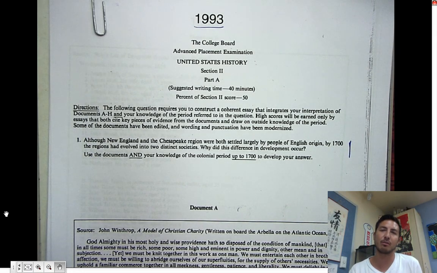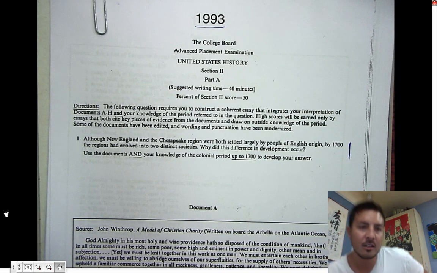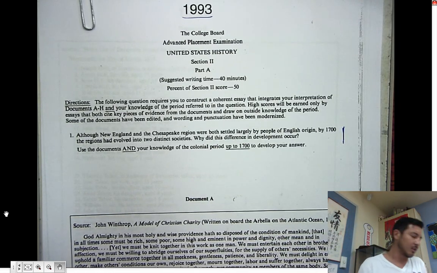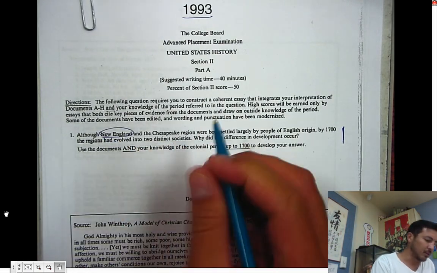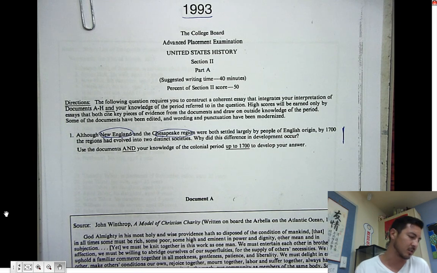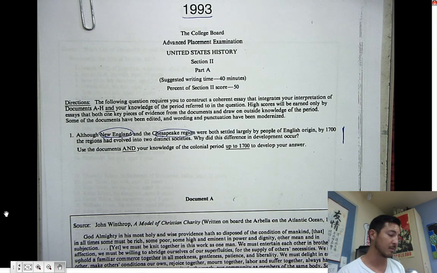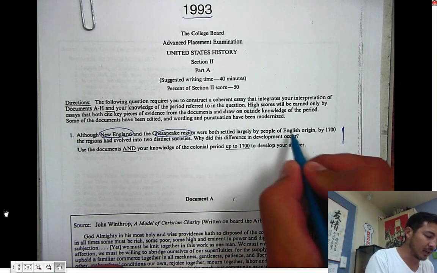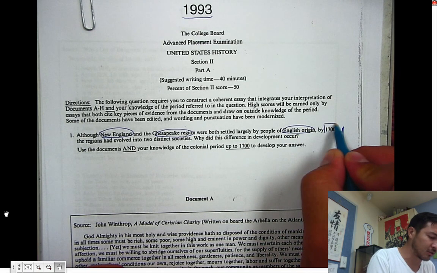So although it's 1993 and although the prompt is a little bit weird, nonetheless, we should be able to do a thesis. We should be able to summarize. We should be able to do all these skills I just mentioned. Okay? So let's break into it. Although New England, let's circle New England, and the Chesapeake region, by this time we should have known this. We're clearly now into period 2, and we're talking about the colonies and some of the characteristics of colonies. They're both settled largely by English origin. By 1700, that's my time frame.